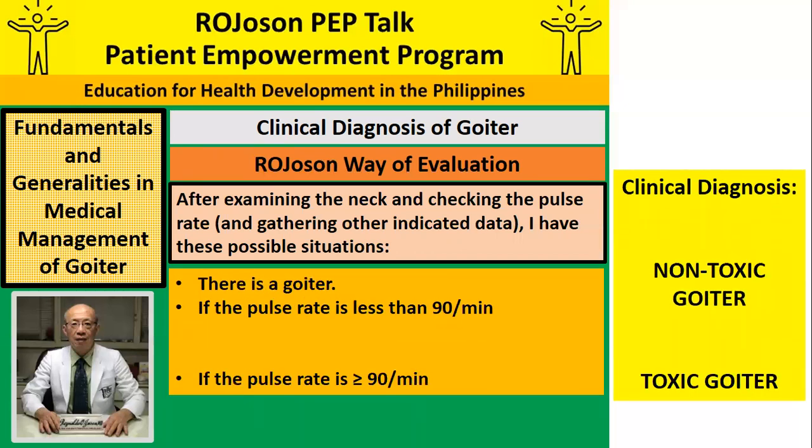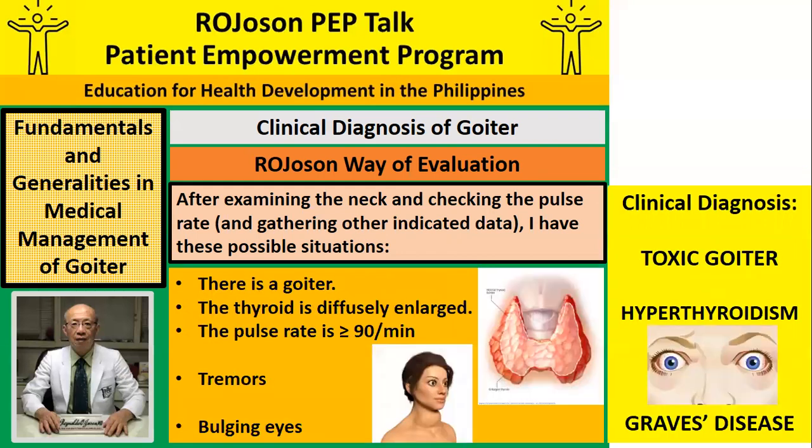There is a goiter, and the pulse rate is less than 90 per minute. The clinical diagnosis is a non-toxic goiter. There is a goiter. If the pulse rate is 90 and above, then the clinical diagnosis is a toxic goiter.